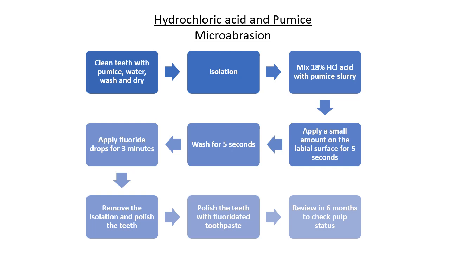Hydrochloric acid and pumice microabrasion, the methodology. So what we have to do is we need to clean the teeth with pumice and water, wash and dry. Isolation, which is followed by application of the rubber dam. What we need to do is we need to mix 18% hydrochloric acid with pumice, which will form a slurry. Apply a small amount on the labial surface for 5 seconds.